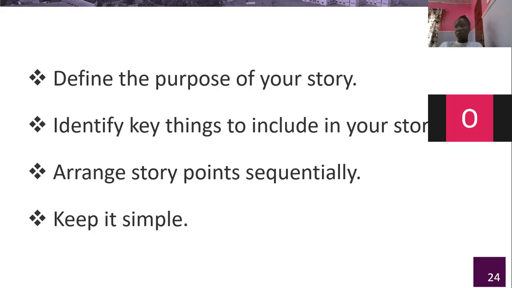It could be a business proposal to stakeholders. So you should be able to identify the main points, the main purpose of your story before you start. And identify the key things you want to include in your story. List out just means listing out what you want to be in your story, which particular chart, which particular dashboard, and things like that.